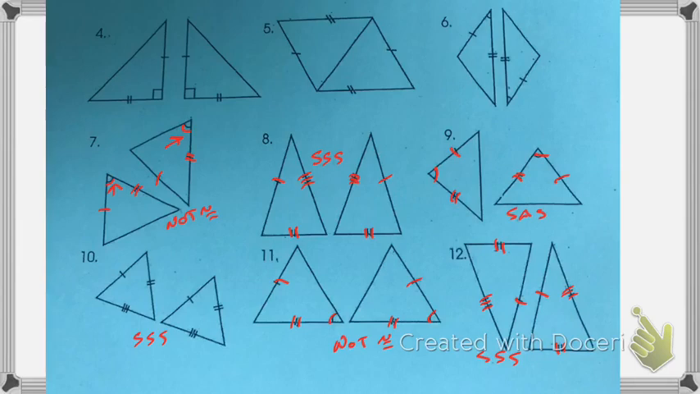So those are our 2 first ways of determining if triangles are congruent by using minimal amounts of information. Homework is very short. Good luck.